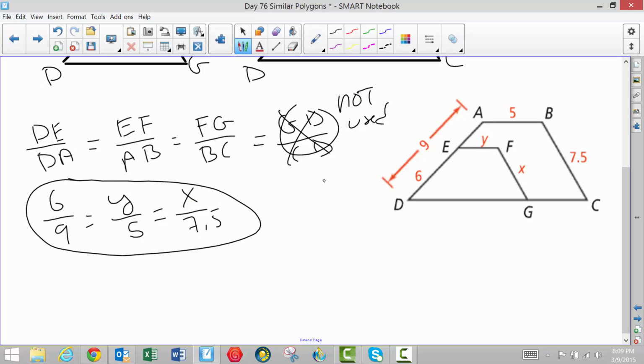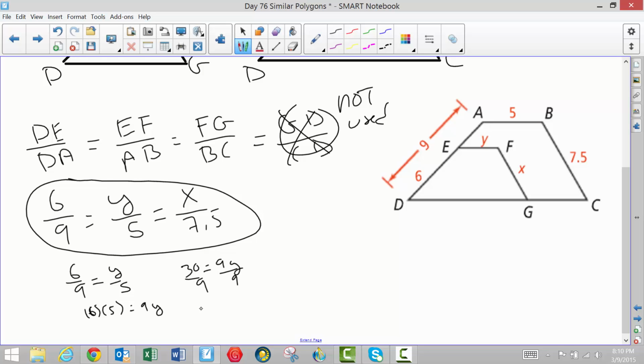you want to pick the fraction that has no variables, so the fraction that has no variables, 6/9, and set up a proportion with another fraction that contains one variable. So set up a proportion, which is a fraction equal to a fraction. What's another fraction that has only one variable? It's Y/5. So how do you solve a proportion? You do cross multiply. So I have 6 times 5 equals 9y. So I have 30 equals 9y, divide by 9, divide by 9.